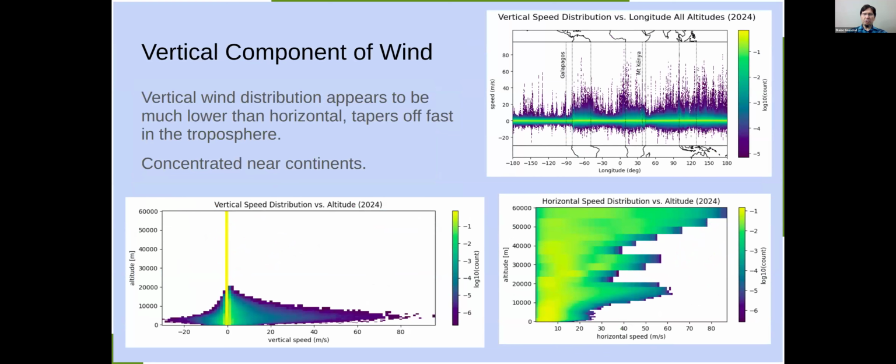We can also look at the vertical component of the wind. I won't say much here other than above 20 kilometers, there isn't a whole lot going on. Near the bottom, you can get some pretty high wind speeds, but they are extremely rare. And for some reason, they're more in the upward direction than the downward direction.